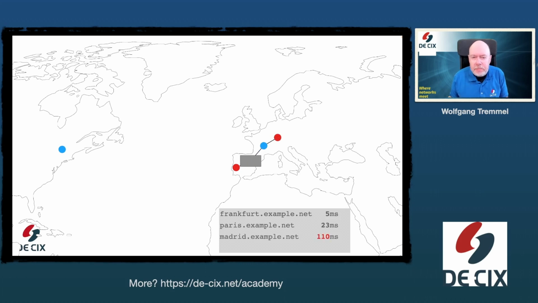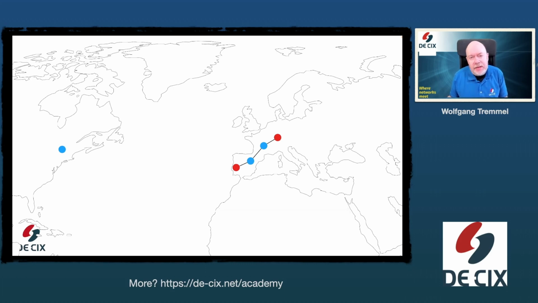Next stop, Madrid. Strange, I'm getting a round trip time of 110 milliseconds. And at the end, Lisbon, I'm getting a round trip time of 54 milliseconds. And that looks good again. But why is the round trip time in Madrid so high?